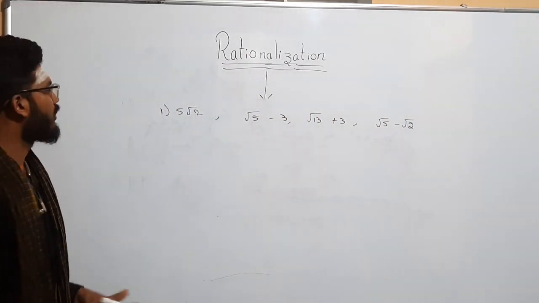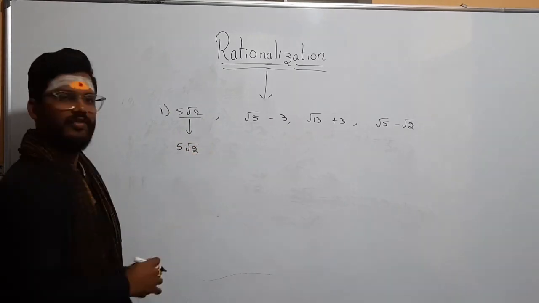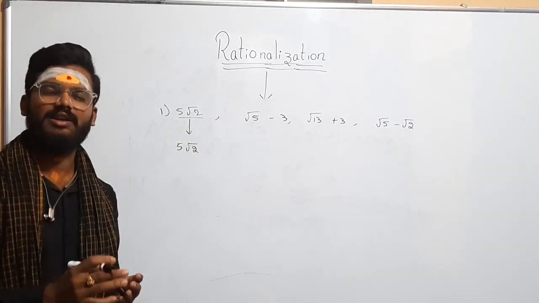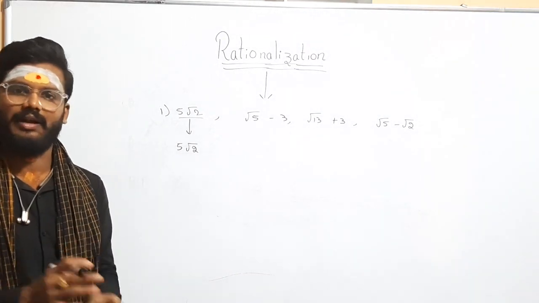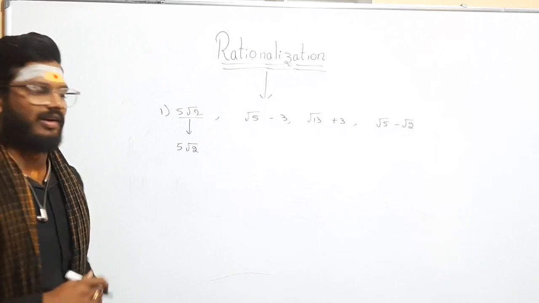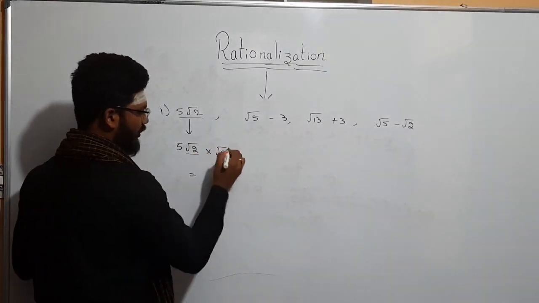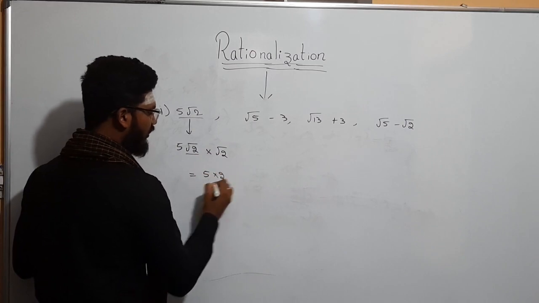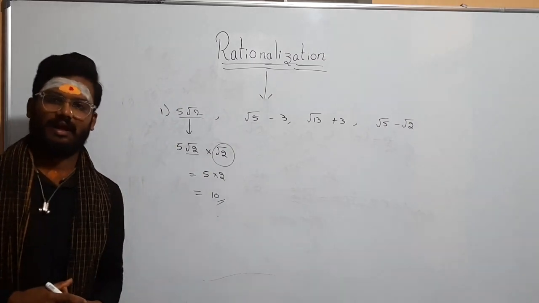See here. So we know what is the least rationalizing factor for 5 root 2. If you take 5 root 2, this will be one among the rationalizing factors, but it is not the least rationalizing factor. Why? Because we have root 2, right? So we can take root 2, nothing but 5 root 2 into root 2, 5 into 2, nothing but 10. So root 2 is the least rationalizing factor.